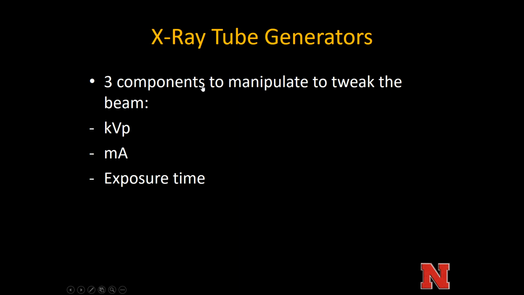All right, three components to manipulate and tweak the beam in an X-ray tube generator. What can we change? We can change the mA, or the current going across the cathode to anode. We can change the kVp, which is just the potential across the cathode to anode. And we can change the exposure time, which is how often the whole setup is on from beginning to end.